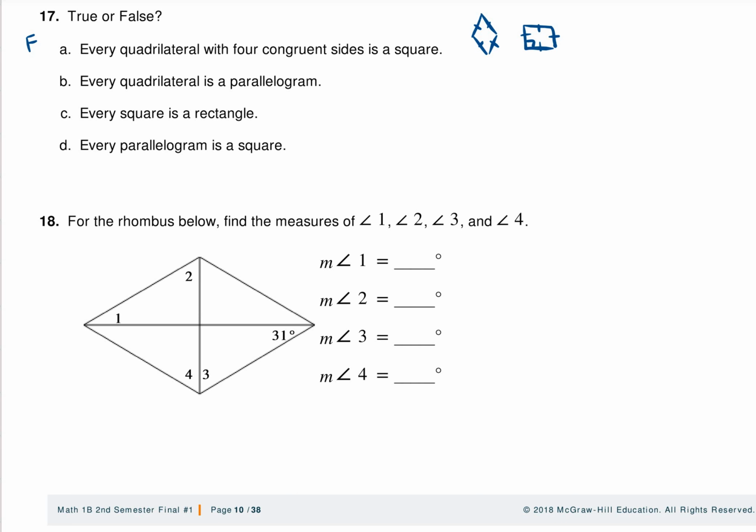Every quadrilateral is a parallelogram, which is not true because a trapezoid is not a parallelogram but is a quadrilateral. False statement. Every square is a rectangle. That is a true statement because a square is a special case of a rectangle when all sides are congruent. Every parallelogram is a square, again, is not true because a parallelogram just looks like this. You need 4 congruent sides and 4 right angles. So it's a false statement.